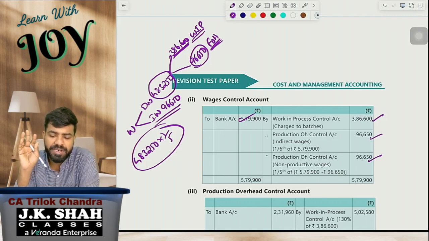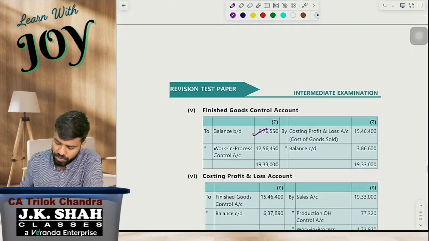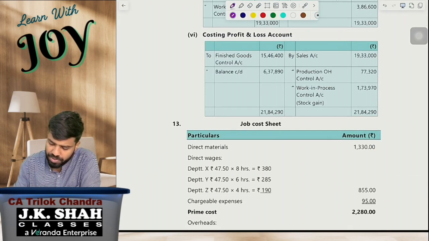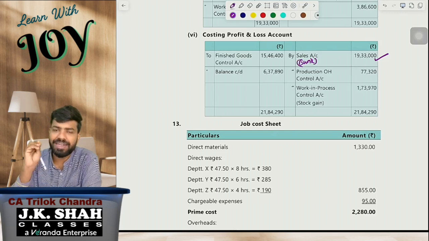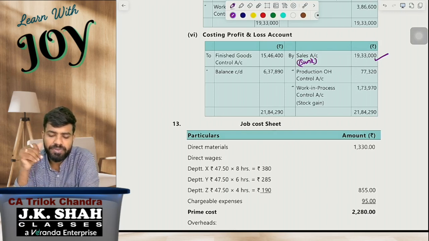Next, what they mentioned: sales 19,33,000. So what is the entry for the sales? Bank account debit to costing P&L account. So they have written by sales. Here they can write by bank also, but they wrote sales account 19,33,000. Are you understanding?